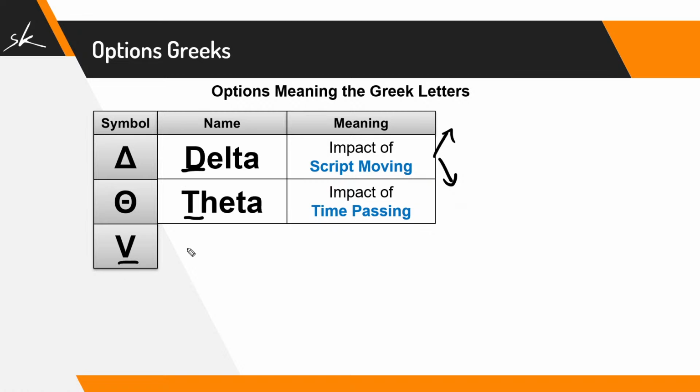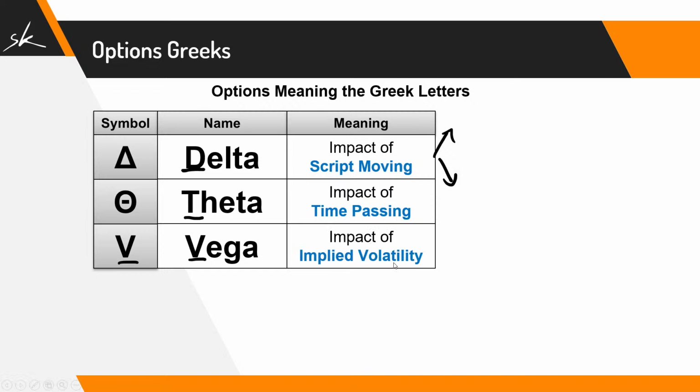Today we'll be understanding Vega. So again, V stands for volatility. Perfect. So V stands for volatility, and when it comes to options, if you remember when we did our lessons, there was historical volatility and implied volatility. Historical volatility is based on the underlying, but the implied volatility is based on the options pricing, right? So when we are talking about options pricing, we are basically talking about the implied volatility.